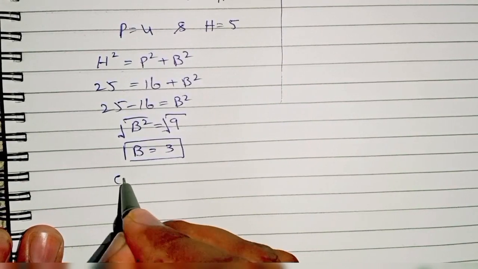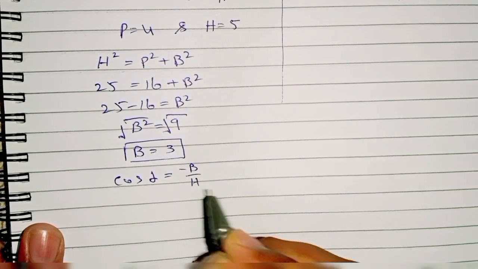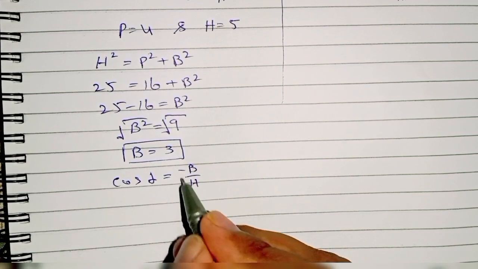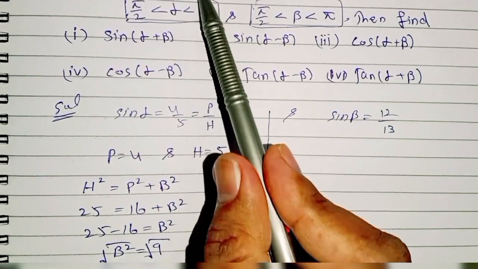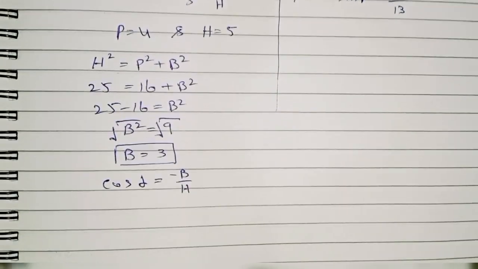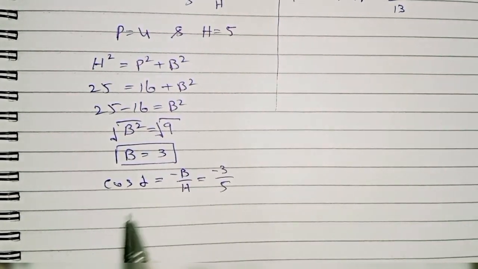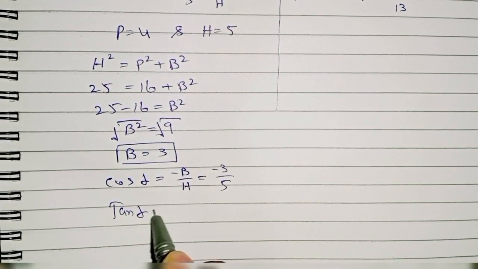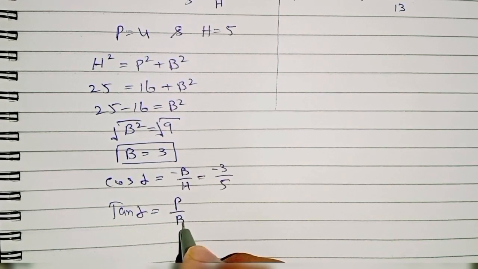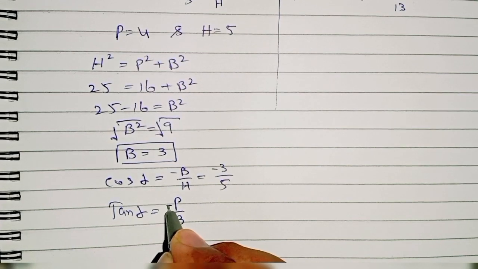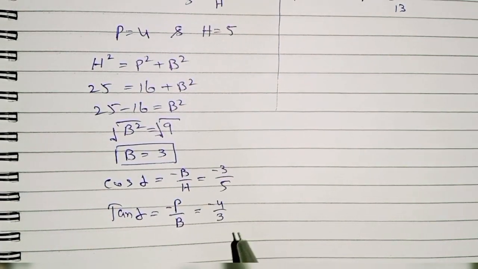So we have cos alpha. Cos alpha is equal to minus B over H, as cos alpha is base over hypotenuse; the negative sign is due to the second quadrant. Alpha lies in the second quadrant and we know that cos alpha is negative in the second quadrant. So we have the value of cos alpha as minus 3 over 5, and tan alpha is equal to perpendicular over base, and also tan alpha is negative in the second quadrant, so we have tan alpha as minus 4 over 3.